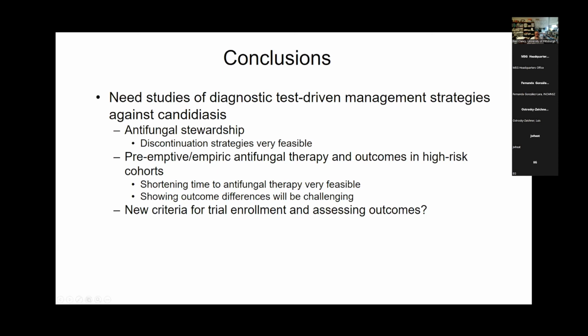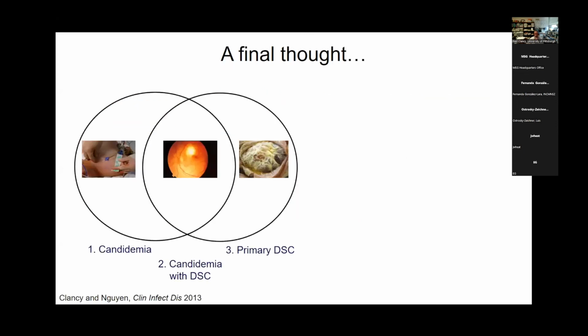And along these lines, as a field, we need to think about, with these tests, are there new criteria for trial enrollment and assessment of outcomes in trials, something like a DOOR criteria that might be used, given the challenges in showing mortality or microbiologic differences.